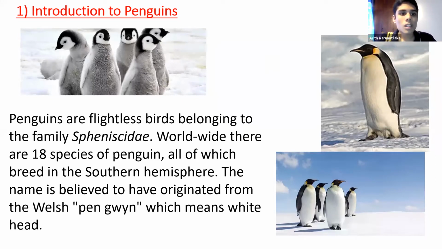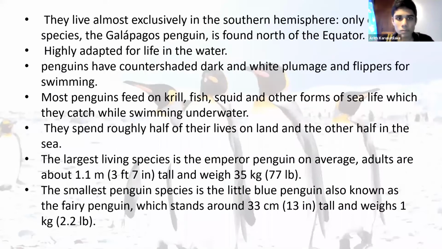Introduction to penguins. Penguins are flightless birds belonging to the family Spheniscidae. Worldwide, there are 18 species of penguins, all of which breed in the southern hemisphere. The name is believed to have originated from the Welsh pen gwyn, which means white head. They live almost exclusively in the southern hemisphere. Only one species, the Gulf Coast penguin, is found north of the equator.